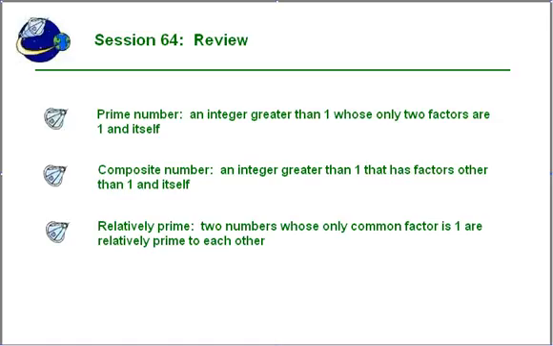Lastly then, quickly as a review, a prime number is an integer that's greater than 1 whose only two factors are 1 and itself. A composite number is an integer that's greater than 1 that has factors other than 1 and itself. And then lastly, relatively prime, two numbers whose only common factor is 1 are relatively prime to each other. That'll finish up then session 64 on the prime and composite numbers.